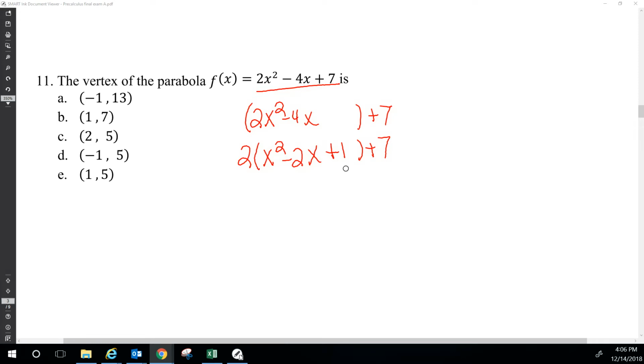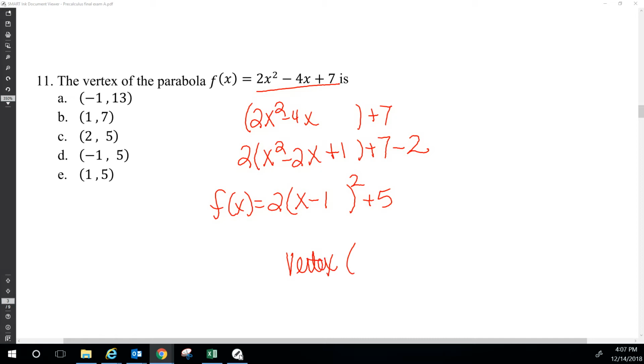But be careful. We've got this 2 out here. So this is really 1 times 2 that you added. So we added 2 here, and we're going to subtract 2 out here. So f of x is equal to 2, and then we're going to write this in perfect square form. This would be x minus 1 squared, minus 1. And then 7 minus 2 would be plus 5. So my vertex is going to be the opposite of the x, same for the y. So (1, 5) right there.